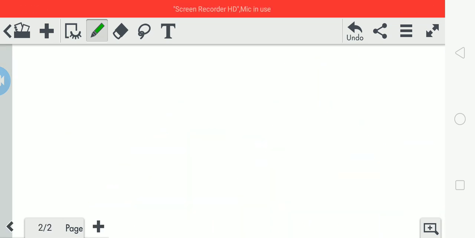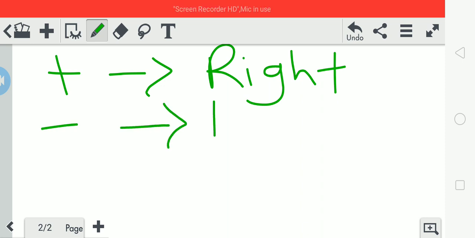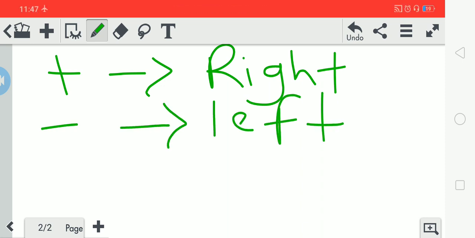Students, I will tell you two important things. When the plus sign is there, you have to move to the right side on the number line. When the minus sign is there, you have to move to the left side on the number line. Get it clear? When the plus sign comes, you move to the right side, and when the minus sign comes, you move to the left side.